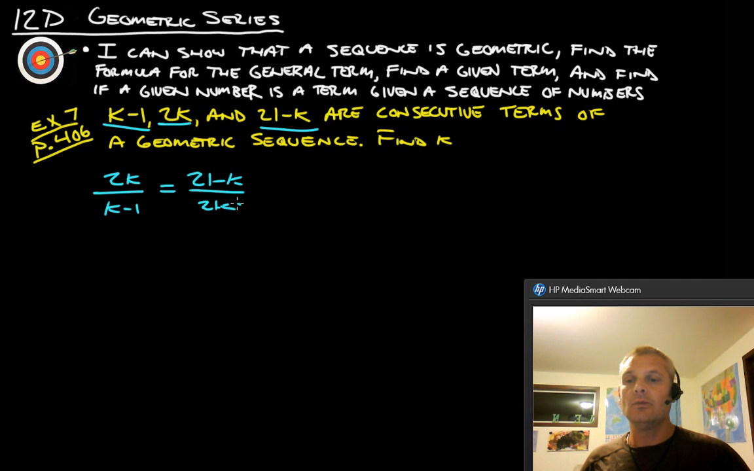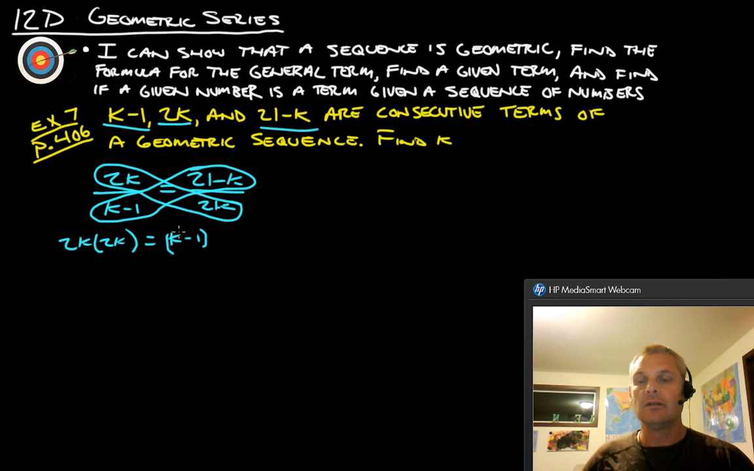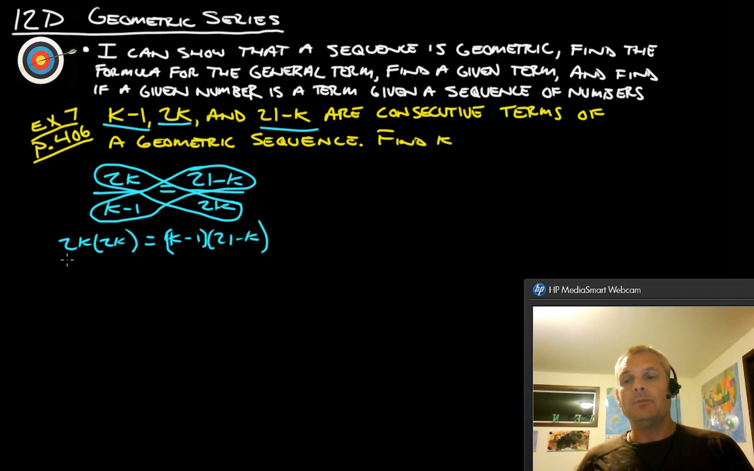Since we have a fraction equaling another fraction, let's find cross products. We multiply these together and set them equal to each other. So 2k times 2k should equal k minus 1 times 21 minus k. Let's see, 2k times 2k is 4k squared. 2 times 2 is 4, and k times k is k squared.